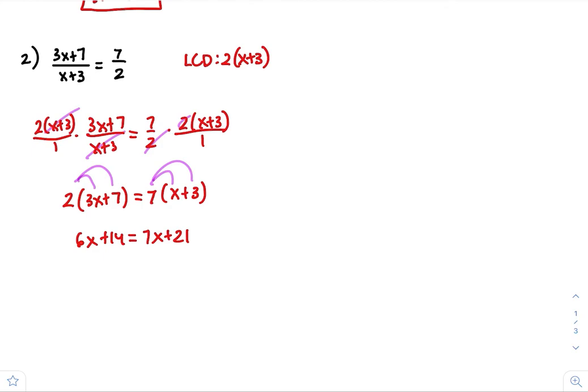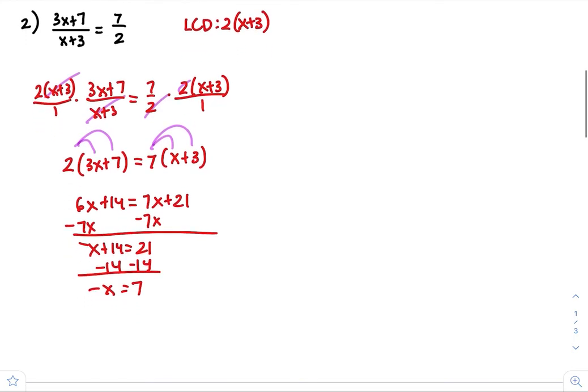Okay, so again, all these problems are dealing with linear equations, so you just need to get variables on one side and constants on the other. Divide both by -1, and x is going to equal -7.